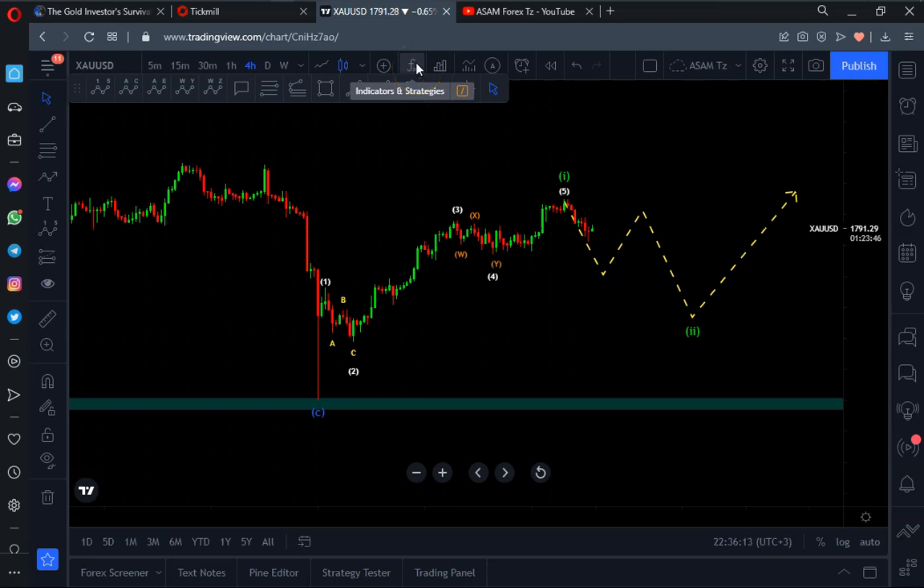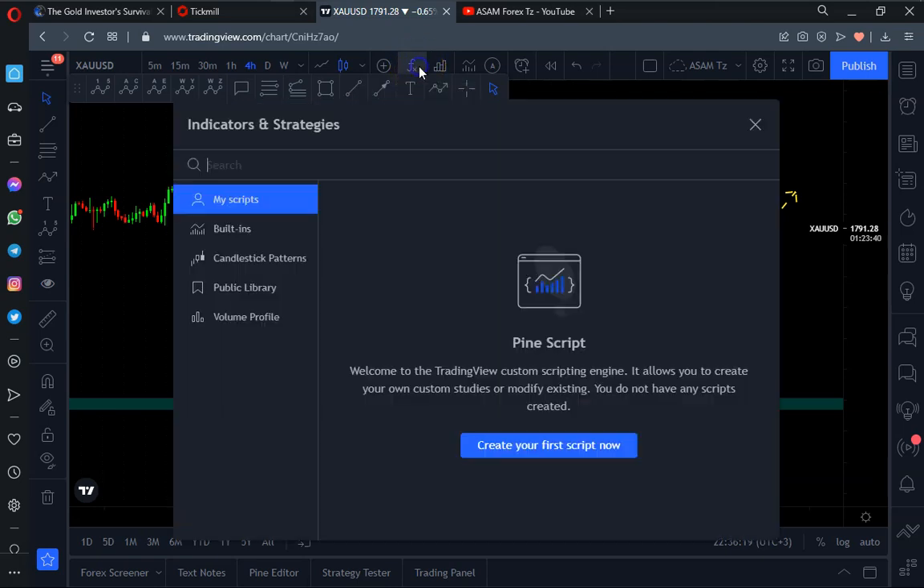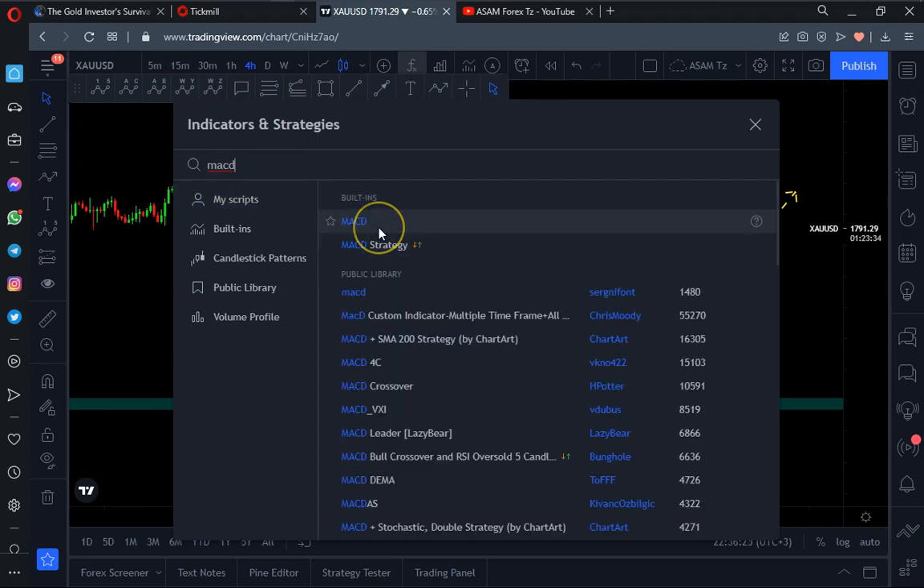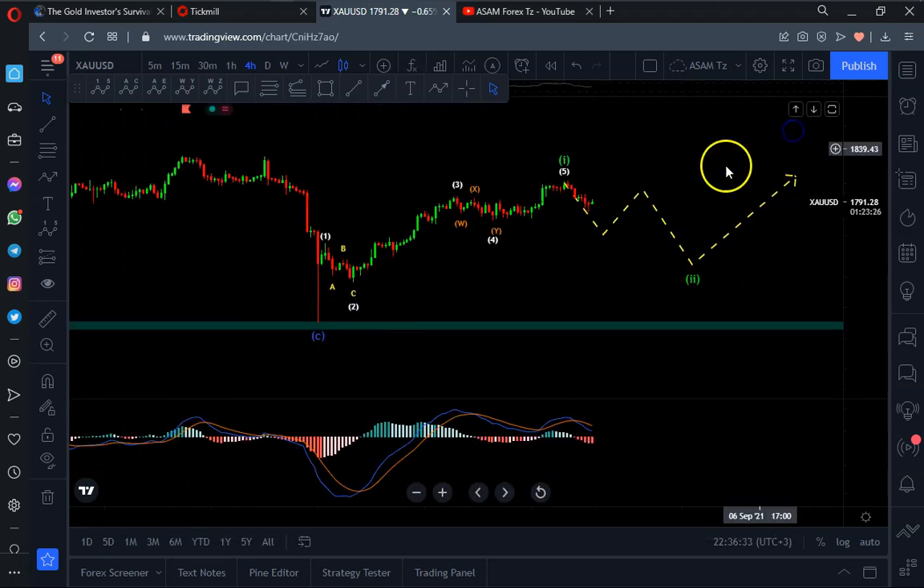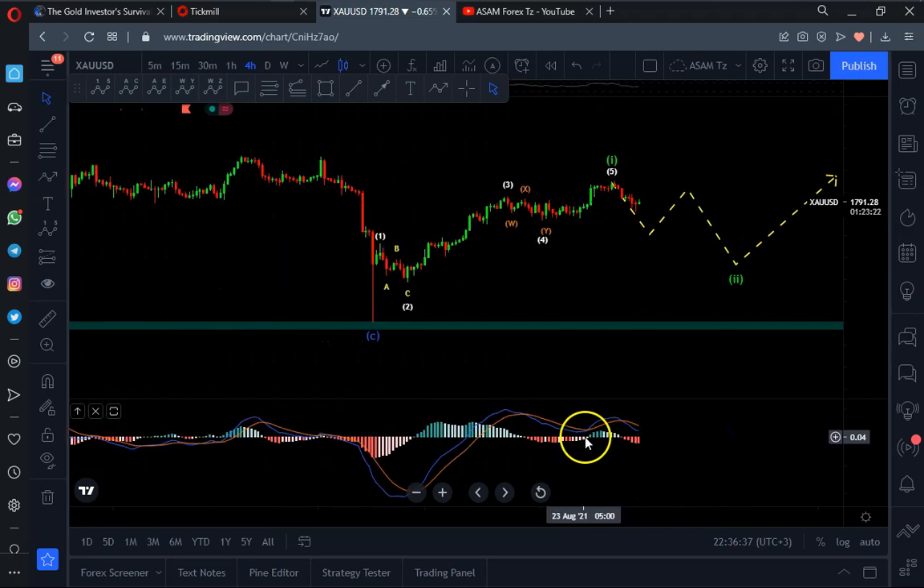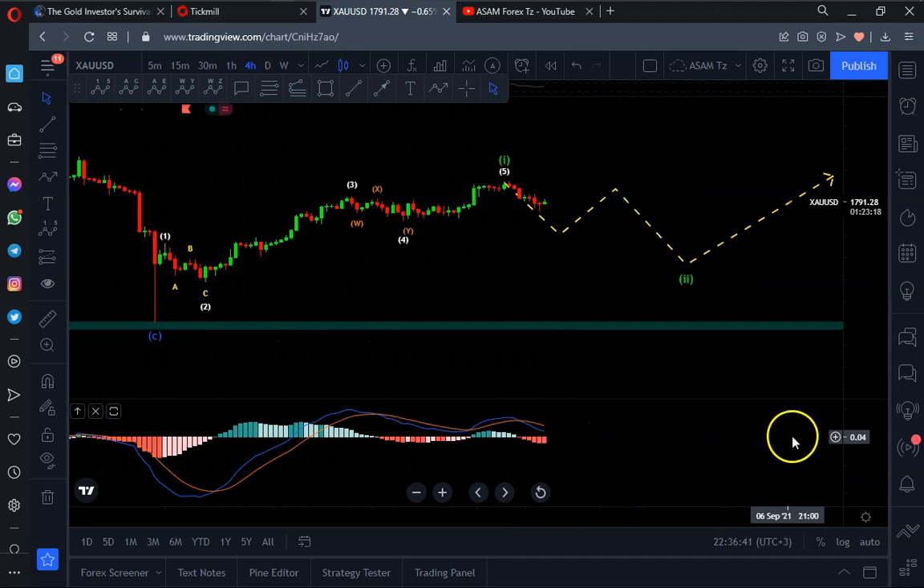If you are using TradingView, you'll have the fx button there, for indicators and strategies. You will search for MACD there. After hitting on MACD, we are using MACD, not a MACD strategy. It's just the MACD indicator. After hitting there, you'll have it. This one is the MACD indicator.